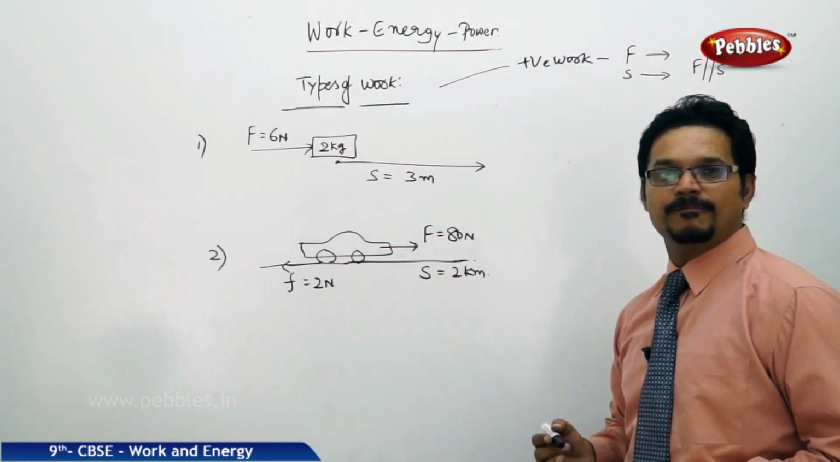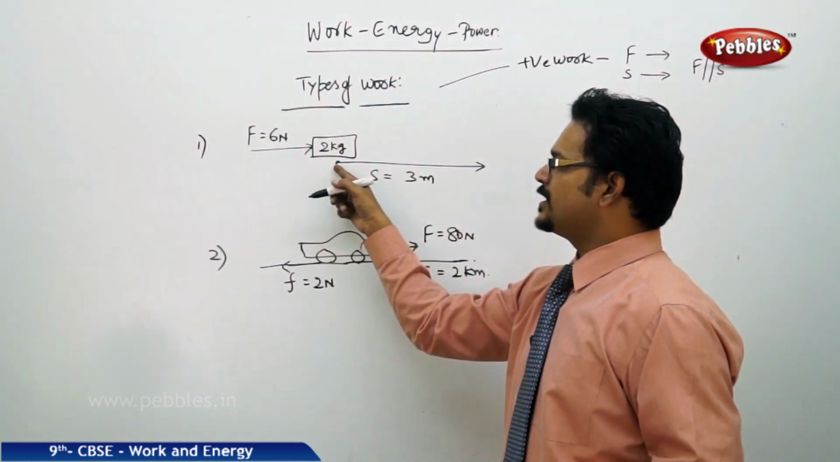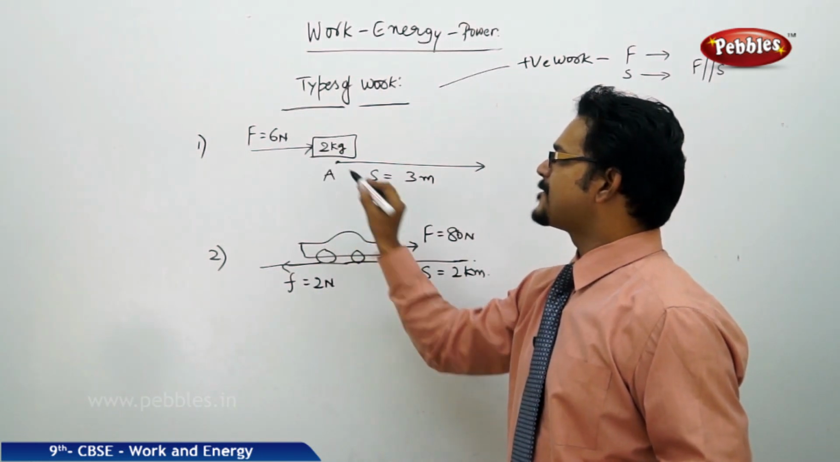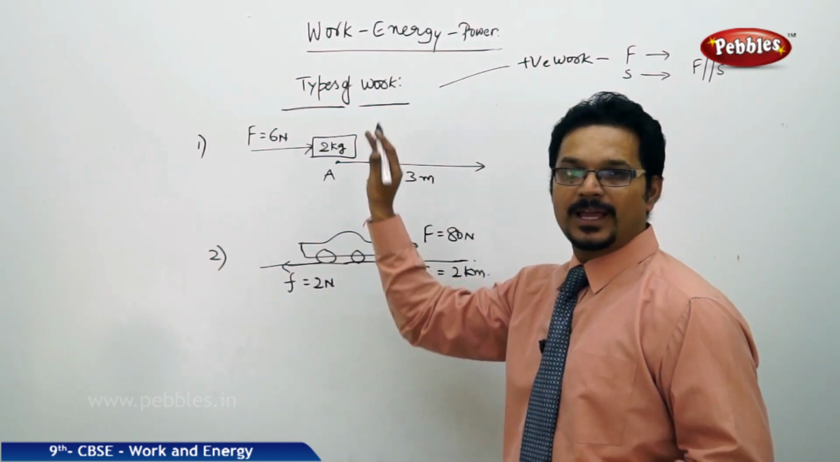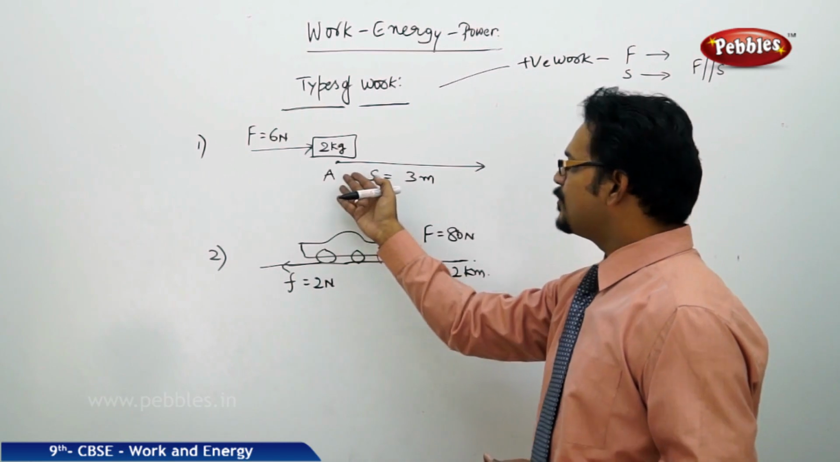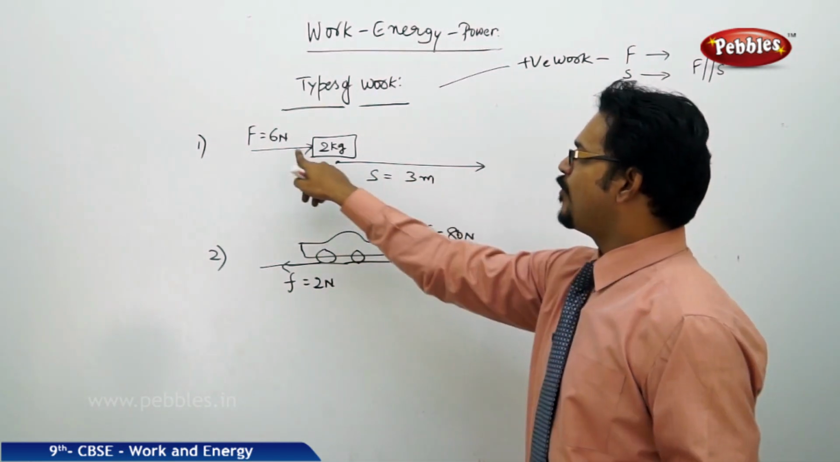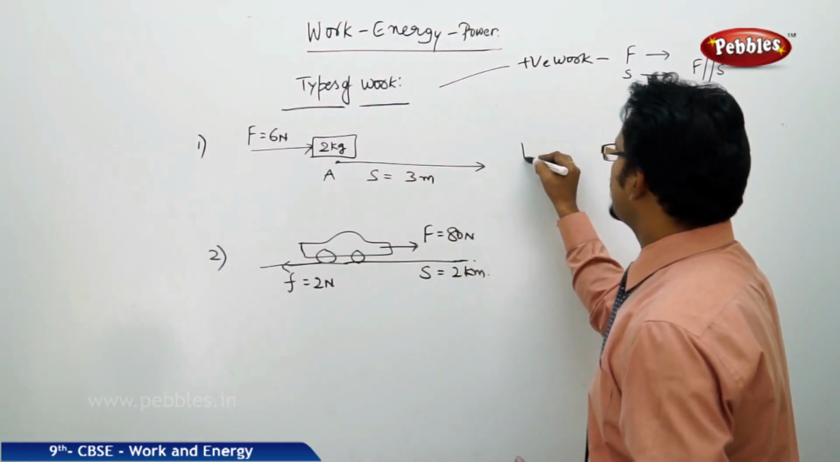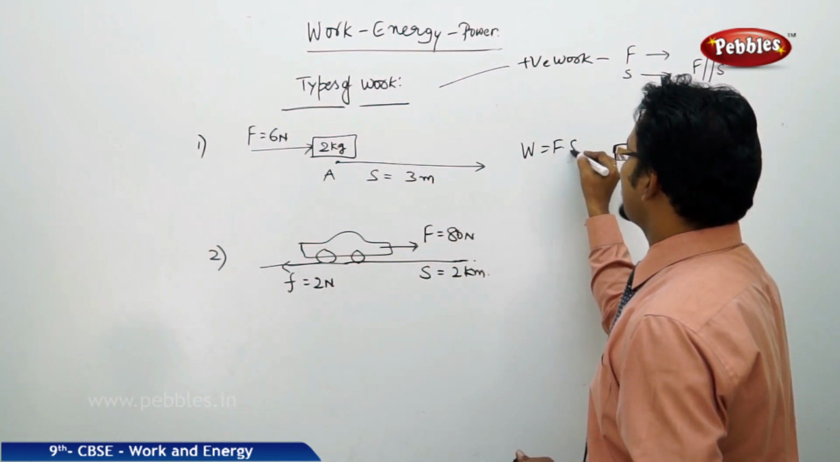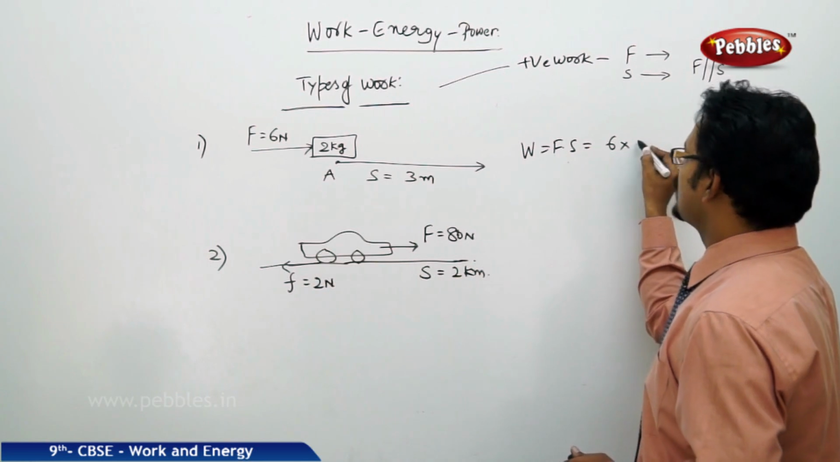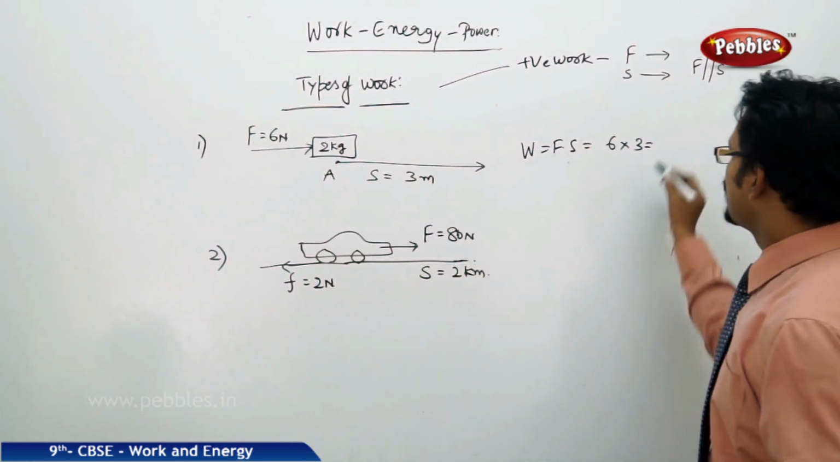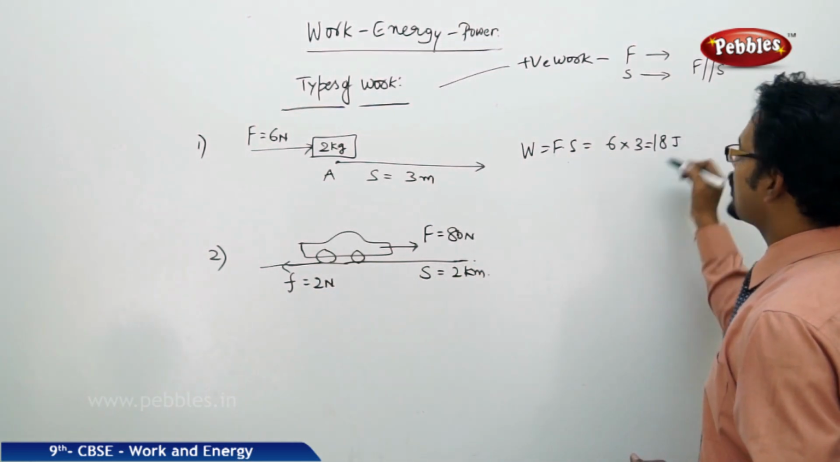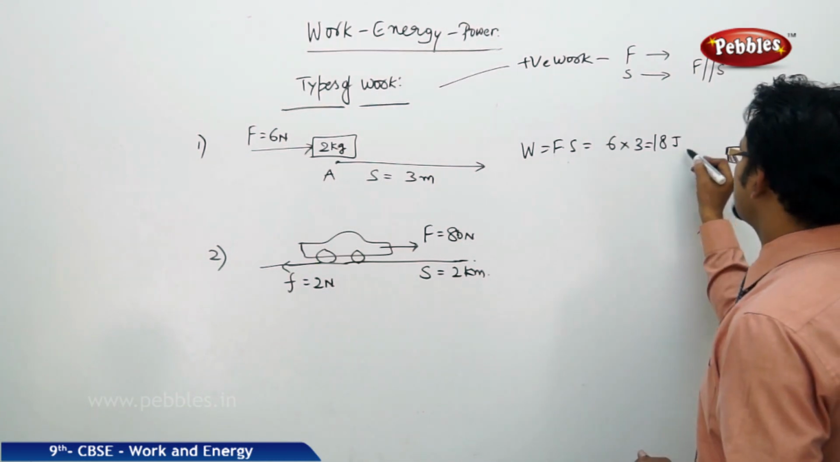See this example here. A body of mass 2 kg at point A, a force of 6 Newton applied on it, and the body moves in the same direction. So force direction and body direction are the same. Then the work done, W equals F into S, which is 6 into 3, 18 joules, is the positive work. It is positive work.